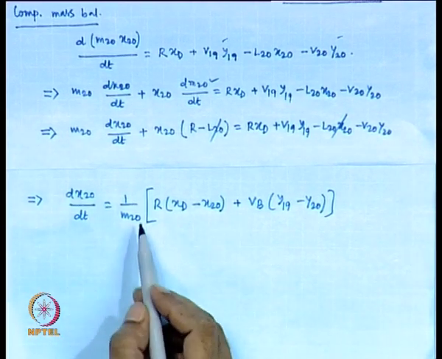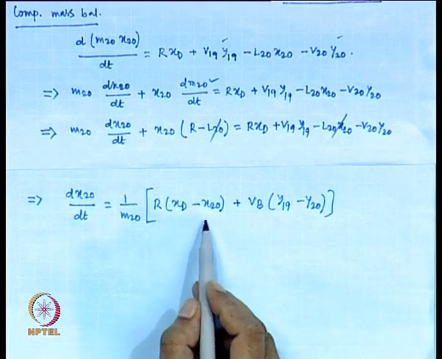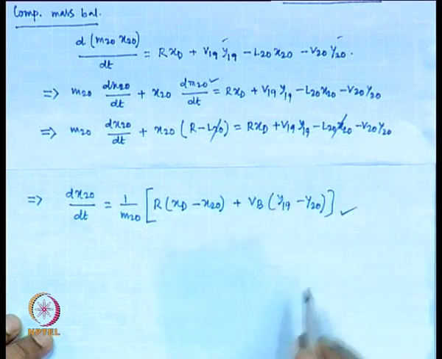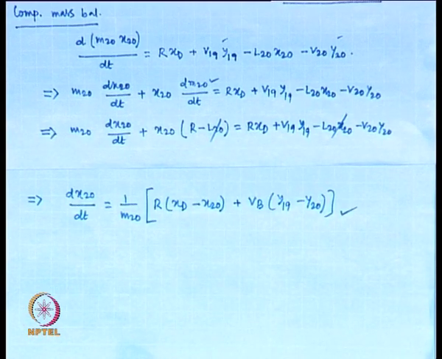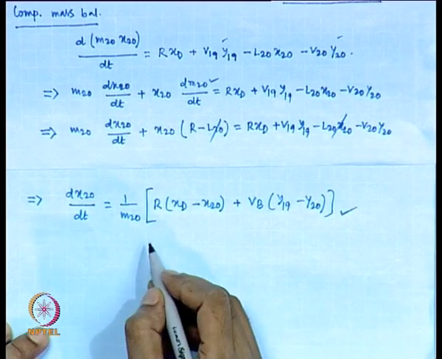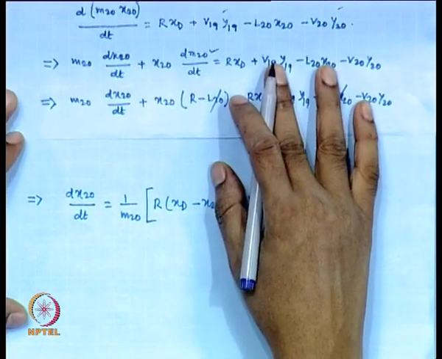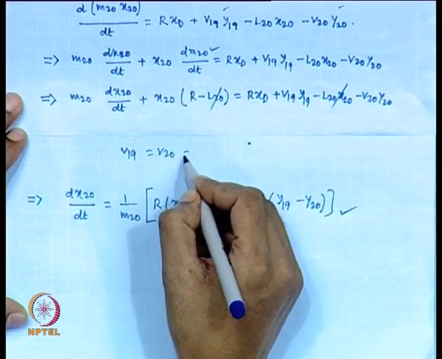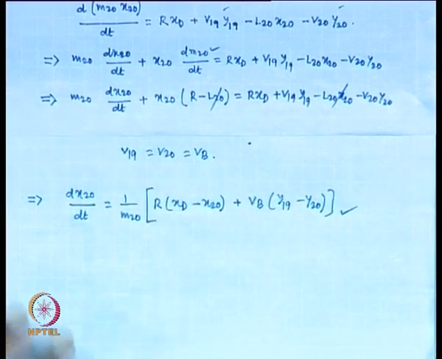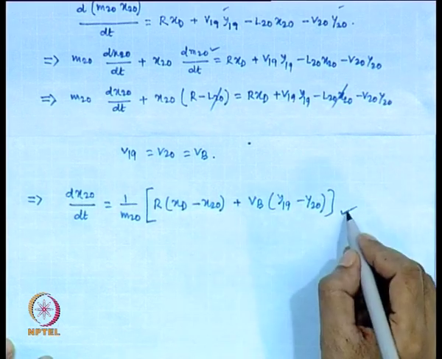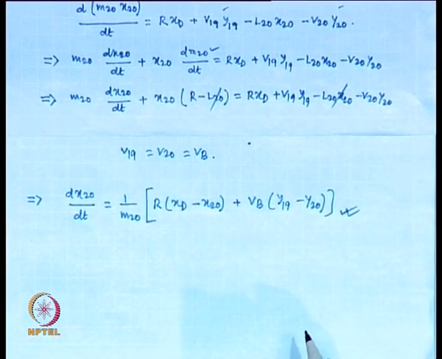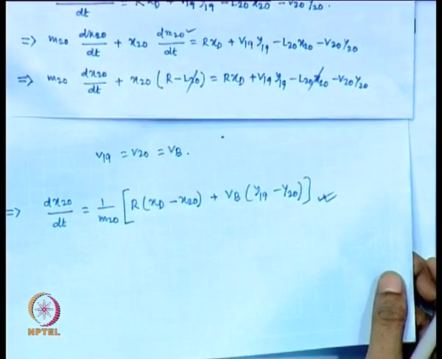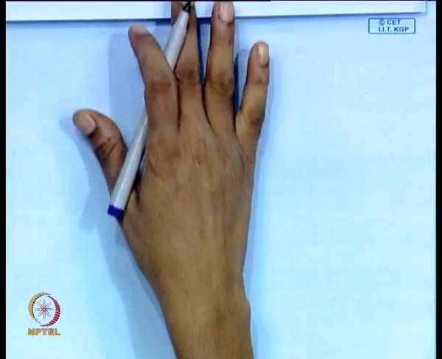dx20/dt equals 1 by m20 [R x(t) minus x20] plus Vb (y19 minus y20). This is the component mass balance equation. Here we have substituted V19 equals V20 equals Vb, then we get this equation, fine. So, this is the modeling equations of the second envelope.